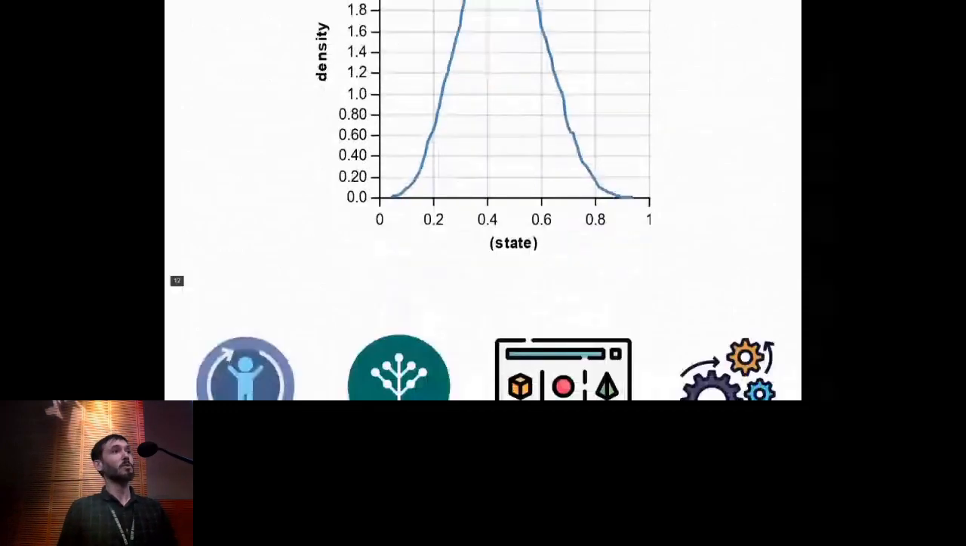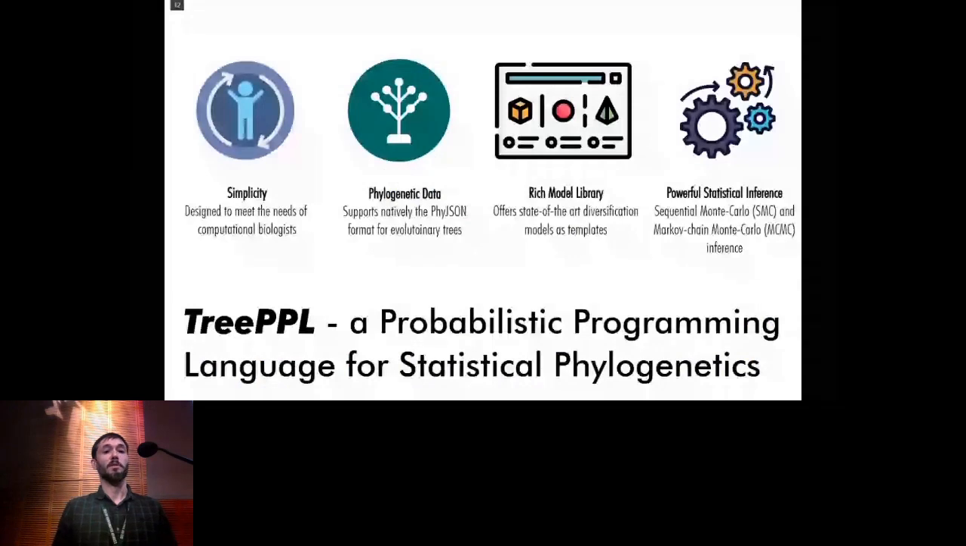So we have our own probabilistic programming language for phylogenetics called Tree People. We're going to release it in October, and this is a bonus slide which I'm not going to talk about now, but I could if there are questions. And thank you all so much for your attention.